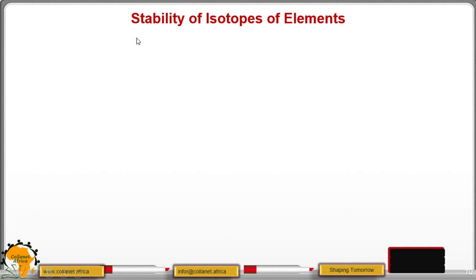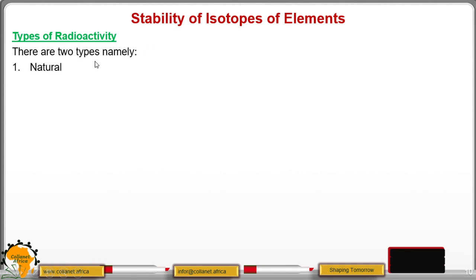In this lesson, we continue with the stability of isotopes of elements, but here we look at types of radioactivity. Now we have two types: natural and artificial.